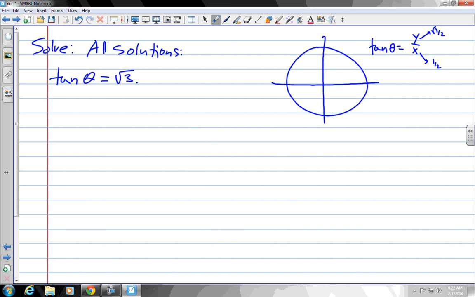So on the unit circle, do we have a point like that, where the x is 1/2 and the y is square root of 3 over 2? Yeah, which point is that? For what theta? Yeah, 60 or pi over 3, right? So theta, just by looking at the unit circle, theta equals pi over 3, or 60 degrees. Right?